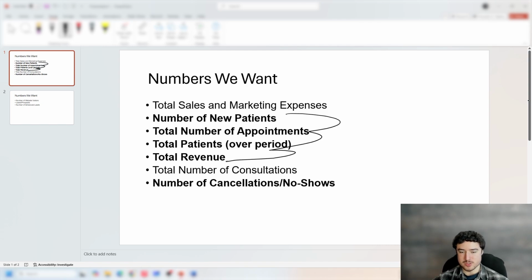So these ones, they should all be included in your EHR. Like your EHR should have total number of new patients. It should have total number of appointments. It should have total patients. And I'd go ahead and keep all those over the same time period. That way we have a really consistent picture and consistent metrics and all of that.